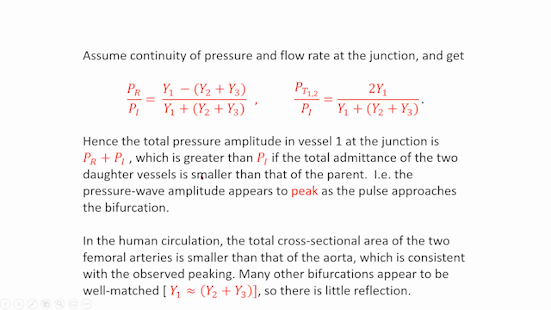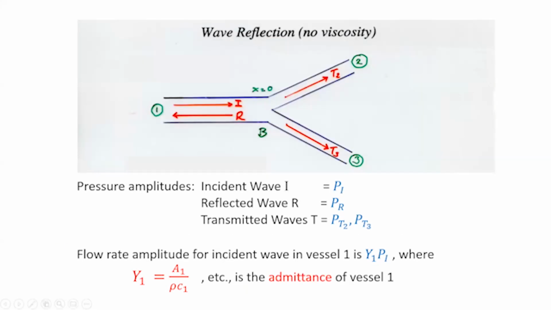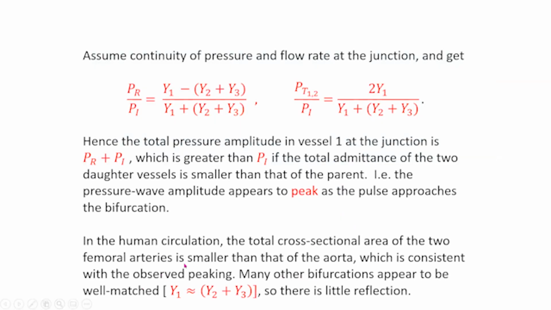as is observed. And that's because in the human circulation, possibly because we haven't got a tail, the total cross-sectional area of the two femoral arteries is smaller than that of the aorta. And the admittance is area divided by density and wave speed, and the wave speed doesn't change much across the junction, hardly at all, but the cross-sectional area does. This is consistent with the observed peaking. Many other bifurcations in the arterial system appear to be well matched, so that the reflected wave is very small, by the way.